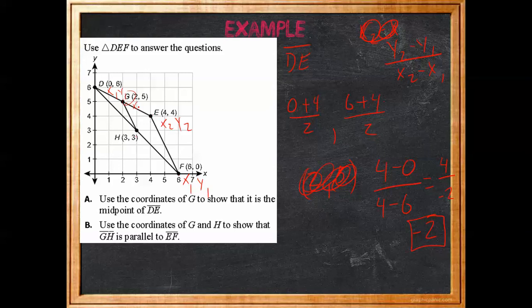So here, let's go ahead and label this. We'll label x2, y2, and then x1, y1. Now we're going to take y2 minus y1, which is going to be 5 minus 3, and then x2 minus x1, which is going to be 2 minus 3. 5 minus 3 is 2. 2 minus 3 is negative 1. 2 over negative 1 is negative 2. So m equals negative 2 for both of these. So we have proven that these two are parallel.